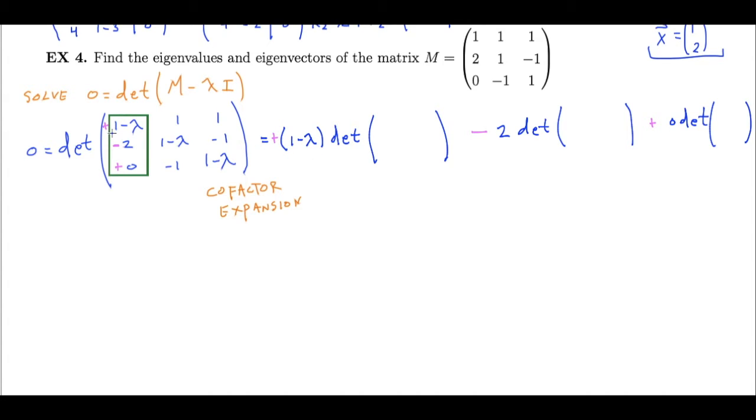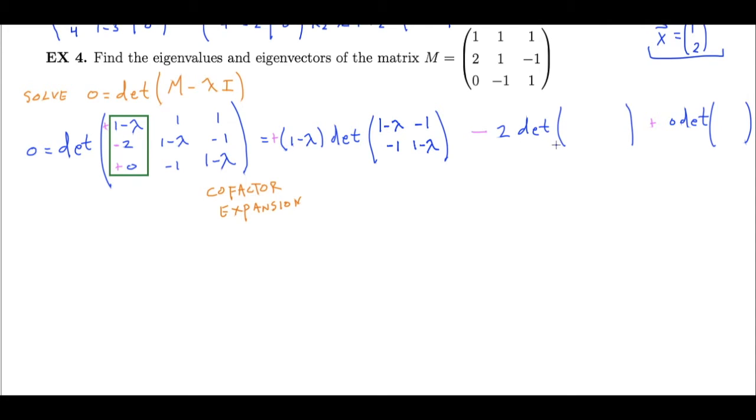I've got the value 1 minus lambda came from the first row and the first column. So I'm going to ignore that first row and that first column. Here I've literally blocked them out. And then the submatrix that results from covering up the row and column from which this entry came will be the matrix which I take the determinant of. So in this case, this little 2 by 2 matrix will be 1 minus lambda, negative 1, negative 1, 1 minus lambda. And I can repeat that process for each of these other two coefficients.